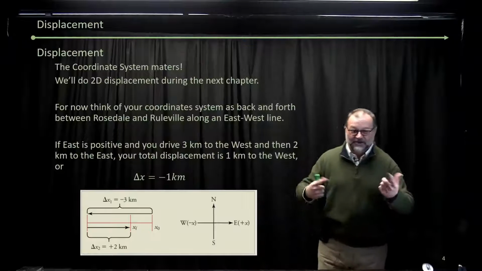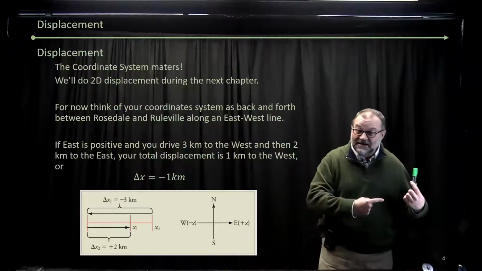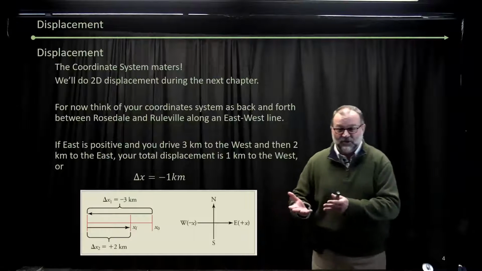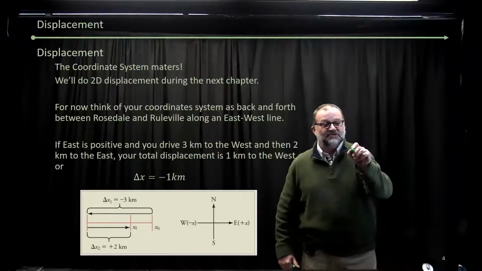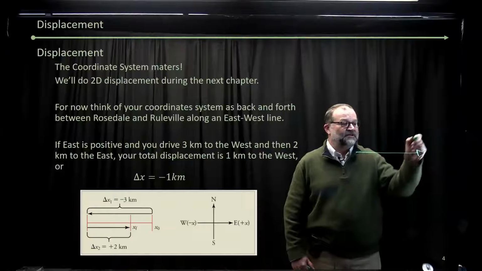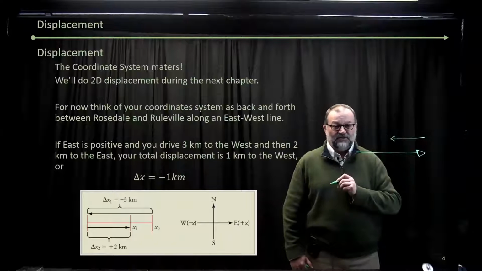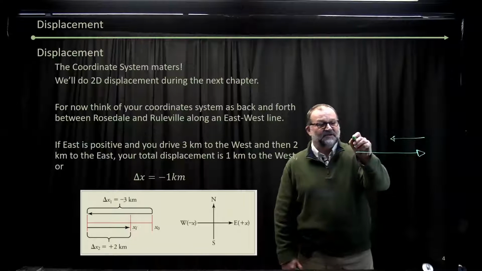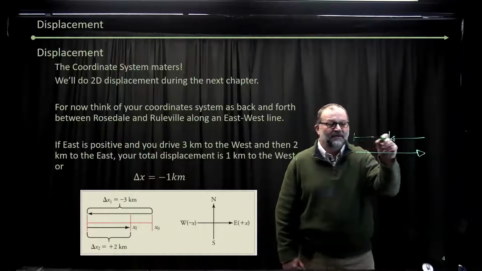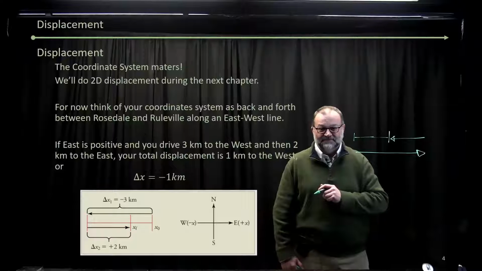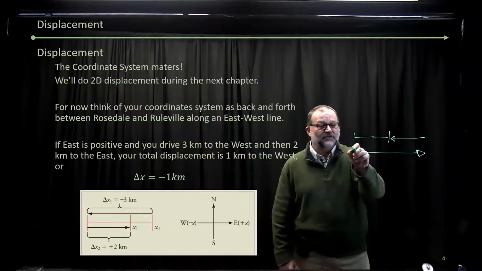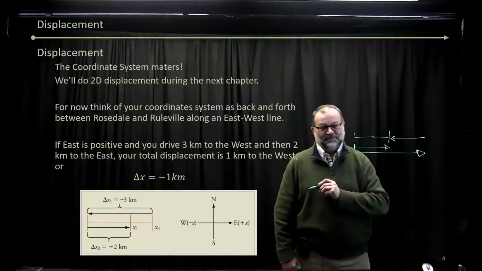In the next chapter, next week, we'll do 2D displacement. But right now, let's think about it. What does this graph show us right here? You go a certain distance in one direction. You go back the other direction. And what's your displacement? Your displacement is just that bit right there. That is your displacement. It's the total distance from where you started to where you ended up.